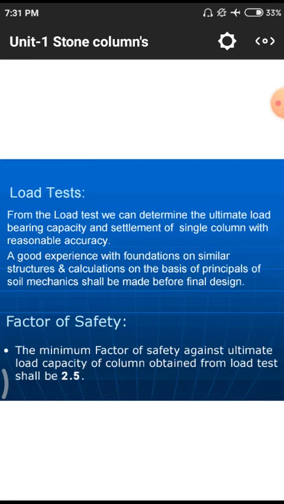Next one is good experience with foundations on similar structures, and calculations on the basis of principles of soil mechanics shall be made before the final design. That means we need to use soil mechanics principles to find out the soil bearing capacity, plasticity index, liquid limits and other binding properties, and water entrainment levels. We need to have all of this experience while designing these stone columns with respect to these conditions of loading.